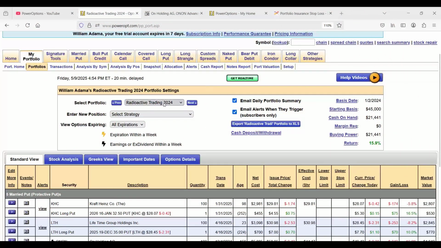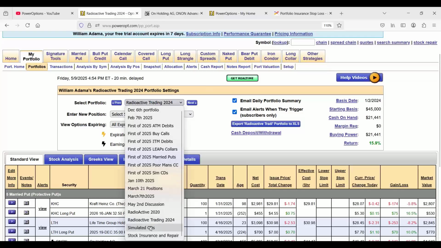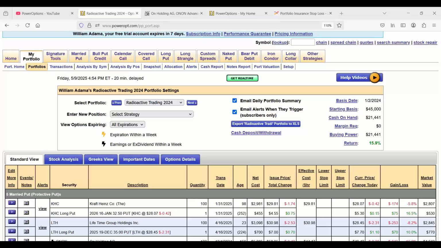Patrick. We were talking about the portfolios earlier. We came across these simulated CDs. Patrick had asked, is there a strategy called simulated CD, or is it another name for this strategy?